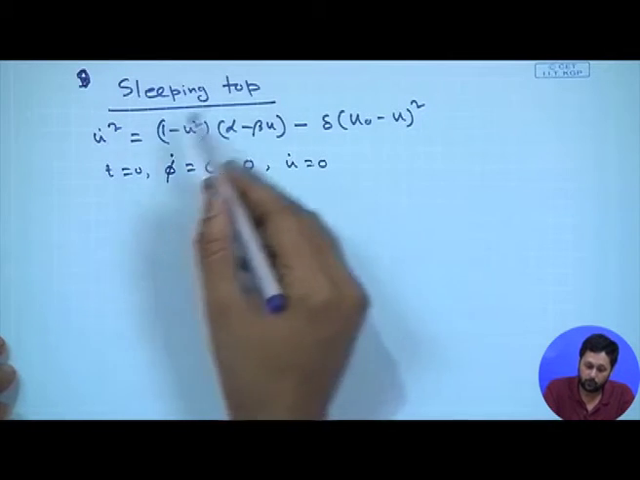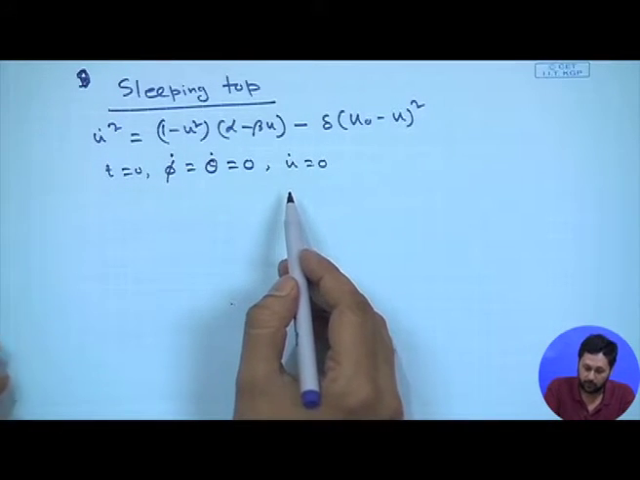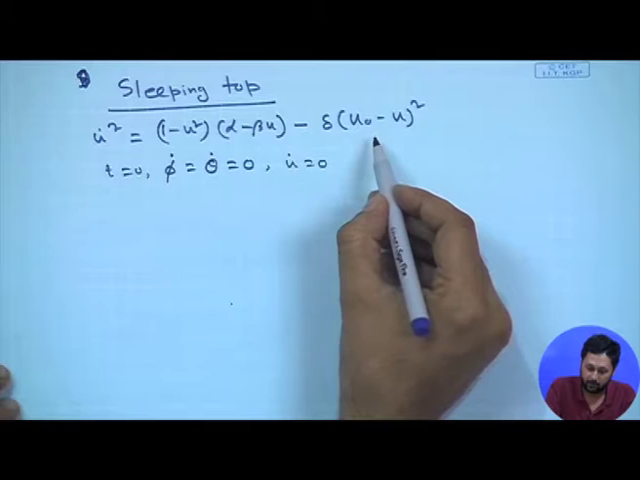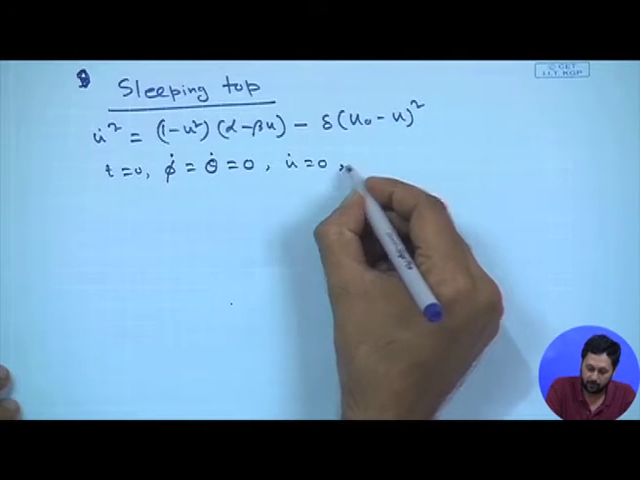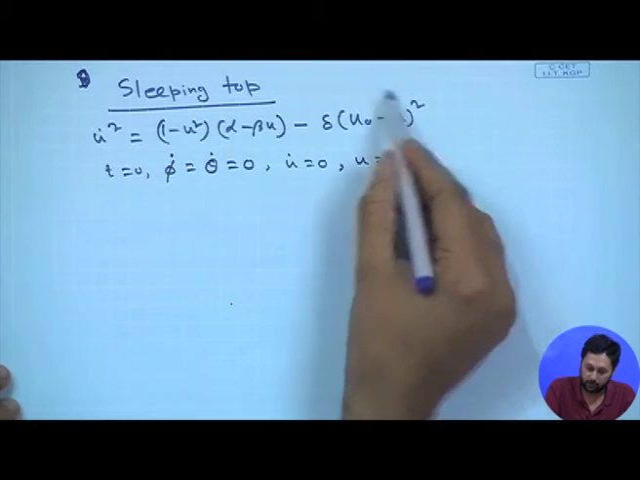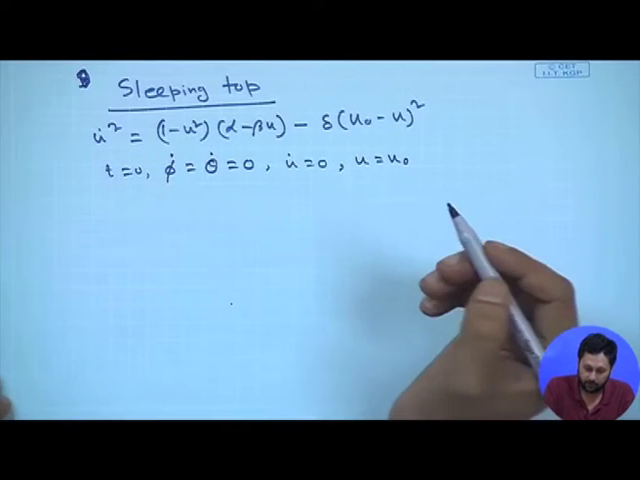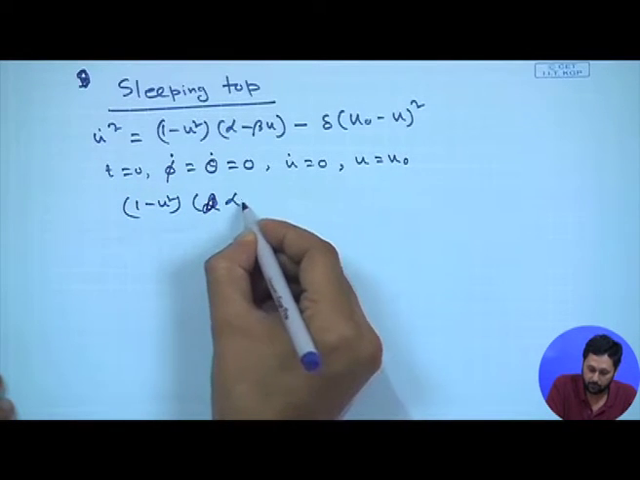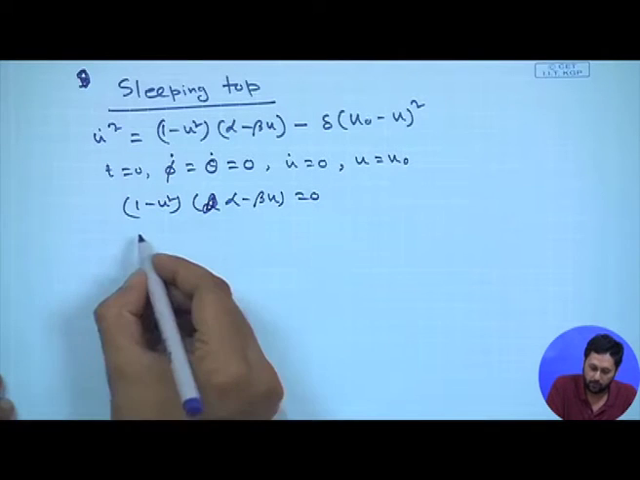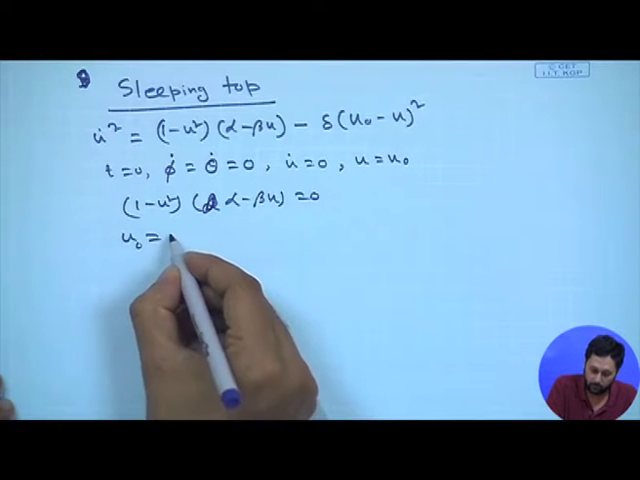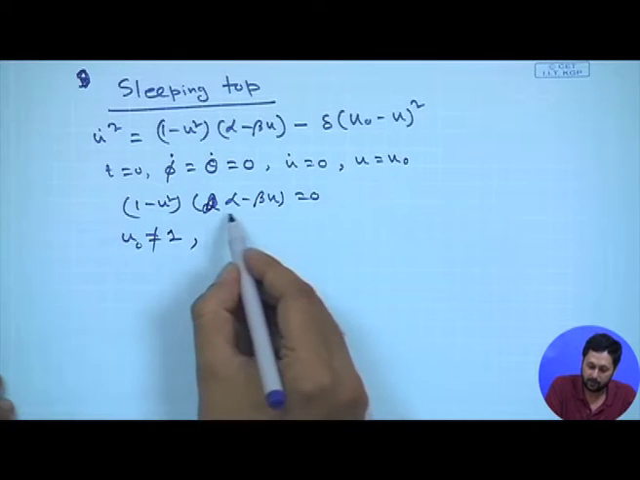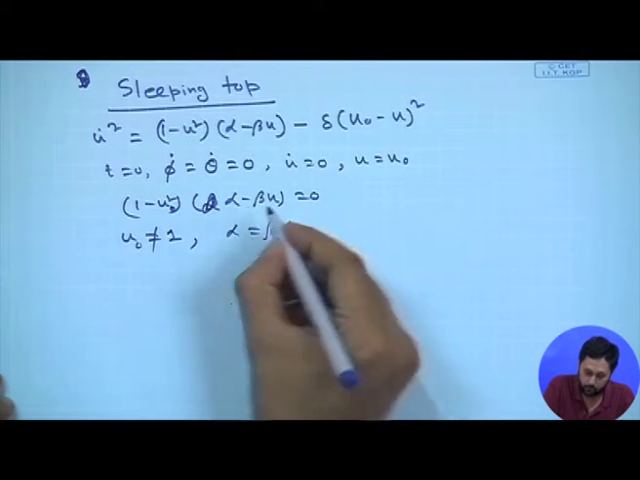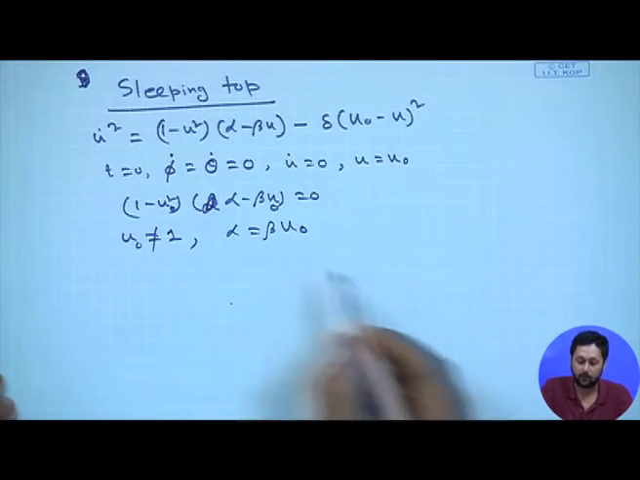So, if you put this into the equation, the second term vanishes immediately at u equal to u0, and the first term will give you (1 minus u square) times (alpha minus beta u) equal to 0. If u0 is not equal to 1, then we get alpha equal to beta u0.